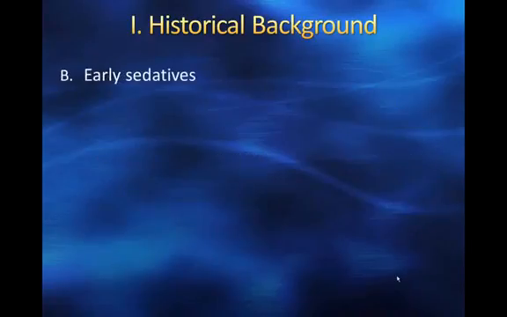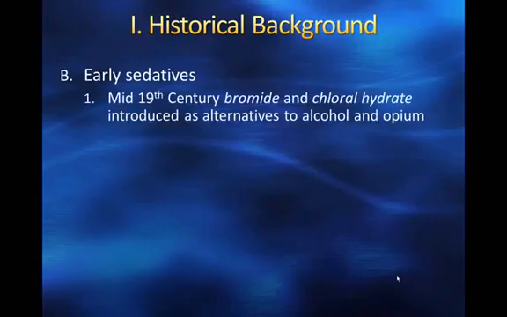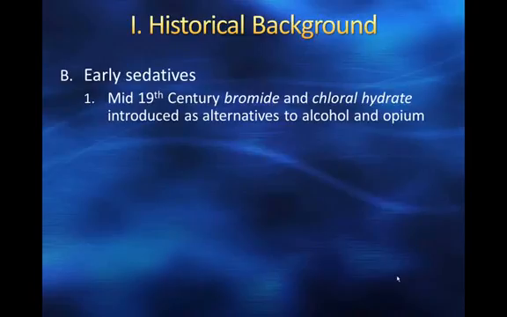So let's take a look at some of the early sedatives. These date back to the mid-19th century. Bromide and chloral hydrate were the first sedatives that were not alcohol or opium. Keep in mind at this point opium was a legal drug. And at the time, a lot of people self-medicated with alcohol and smoking opium to relax.